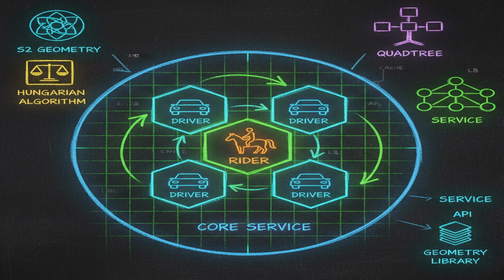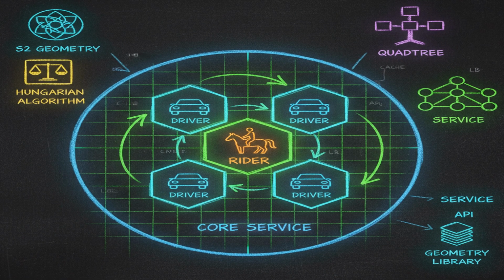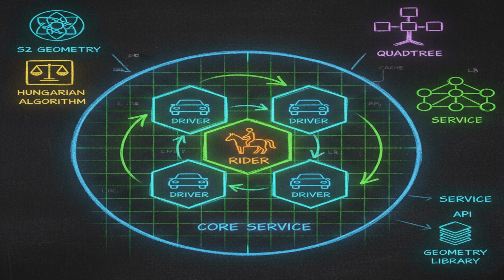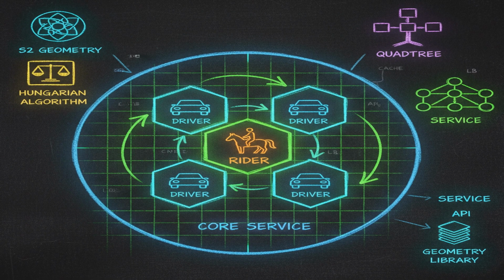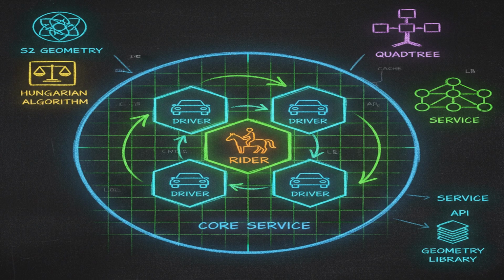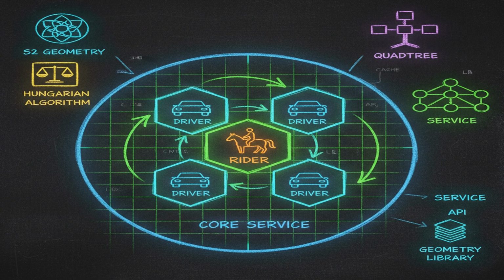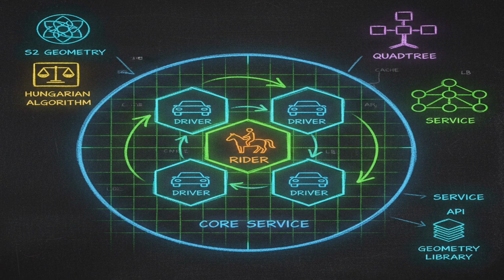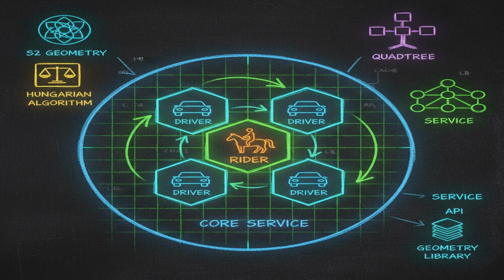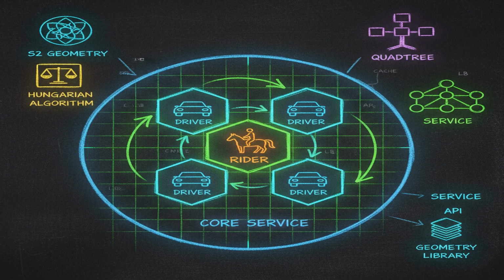We can use the S2 geometry library for more precise geohashing. It uses hierarchical space-filling curves to divide the Earth's surface into cells. Remember those 5,000 peak QPS? Geohashing is critical to meeting that demand. Another algorithm to consider is the Hungarian algorithm for optimal assignment of drivers to riders, especially in high-demand scenarios.